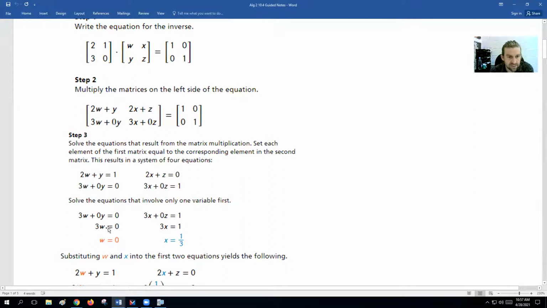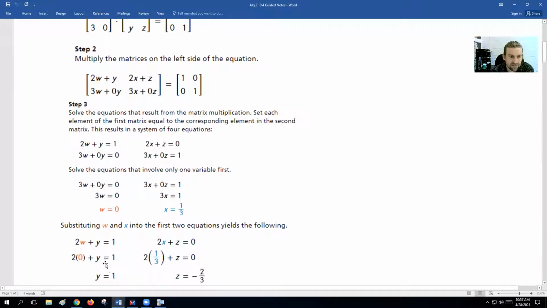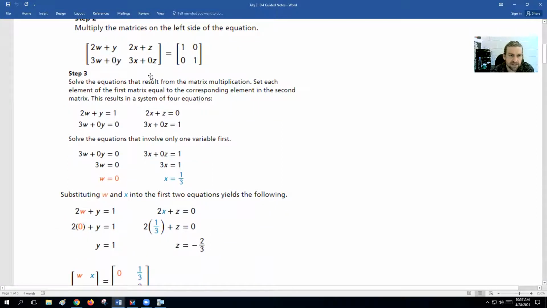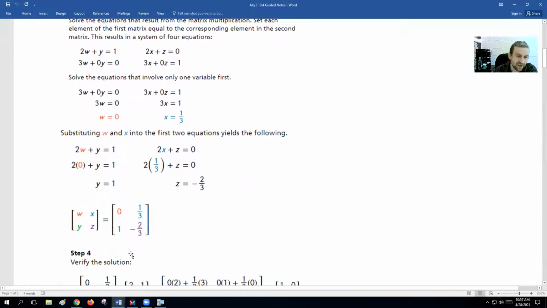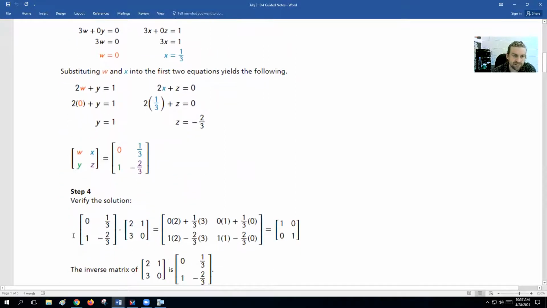So we can solve for w and figure out what that has to equal. w would have to equal 0 then, and we can use that to solve for y. The same thing we can do on the other side: solve for x, and solve for z. And we can always go back to double check that if we multiply the inverse matrix by the actual matrix, we get the identity matrix in the end.